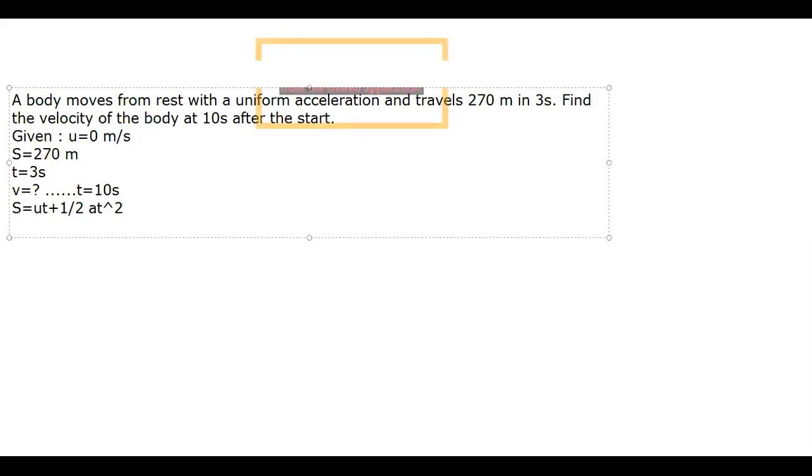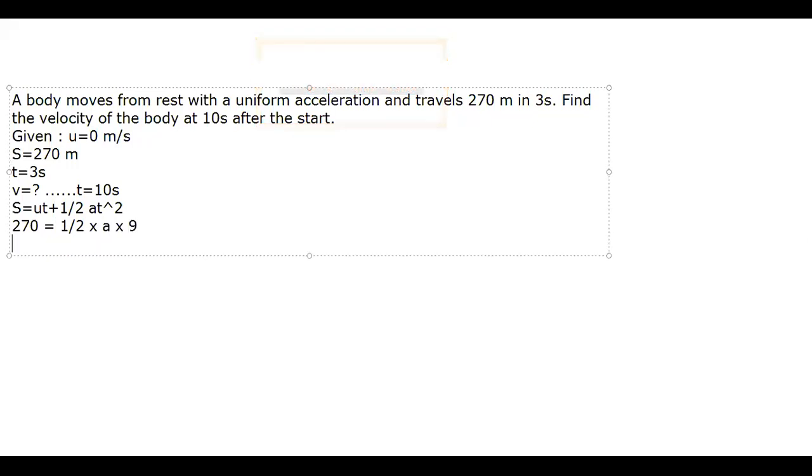So here I will find out the acceleration. s is equal to ut plus half at square. How much is s? 270 is equal to, how much is the initial velocity? The initial velocity is 0, so 0 into time becomes 0. So it is 270 is equal to half into acceleration. Acceleration I don't know, but I know t. t is 3 seconds, so 3 square is 9. Clear? All of you getting it?